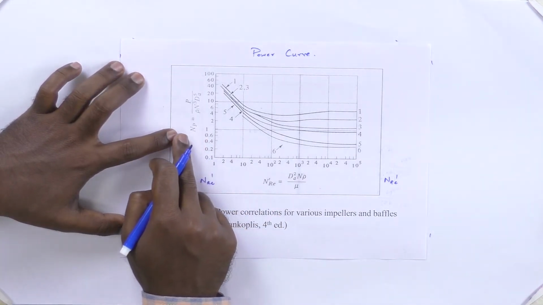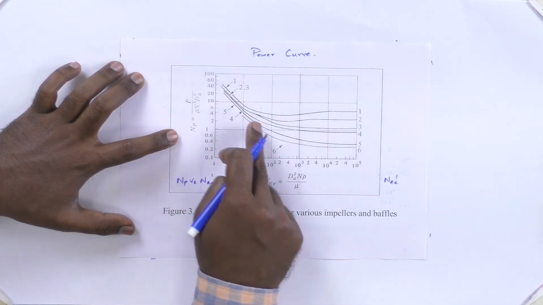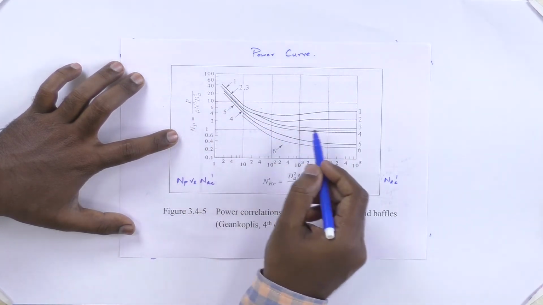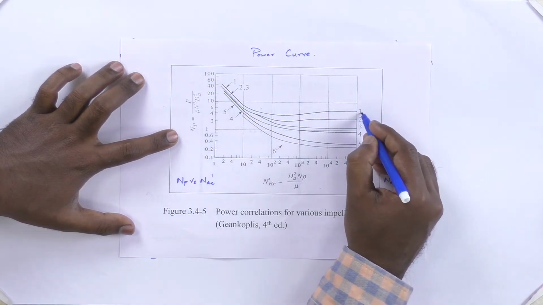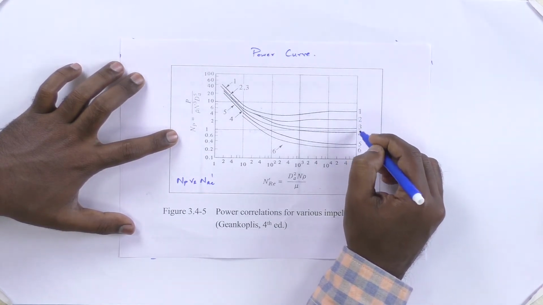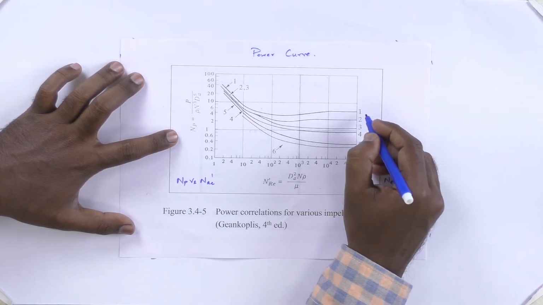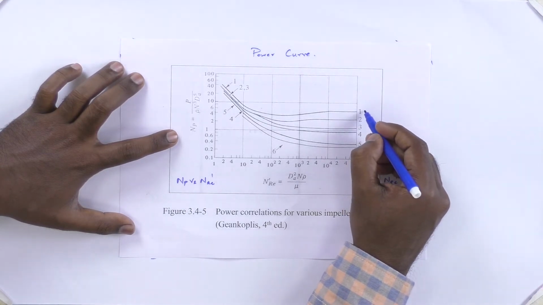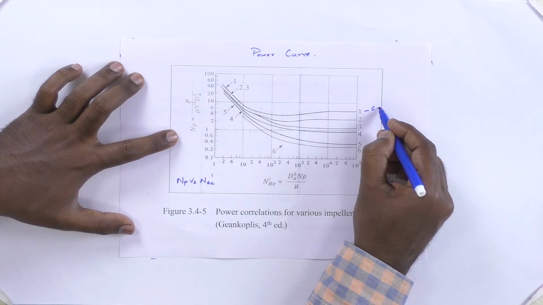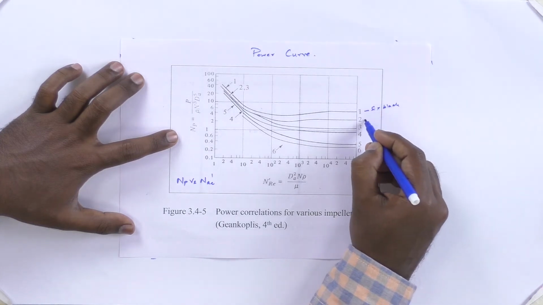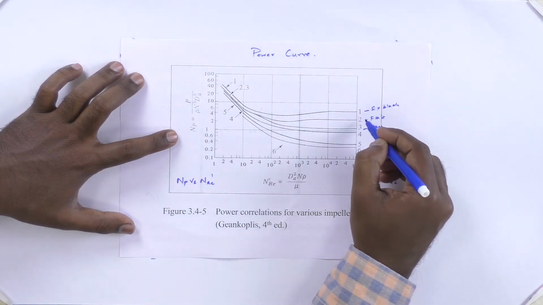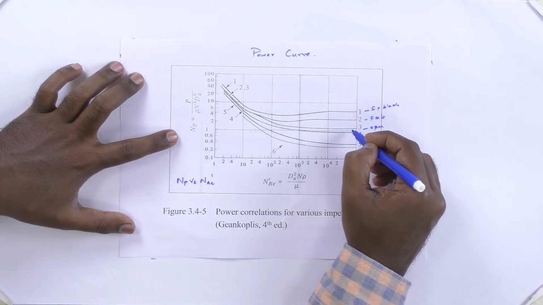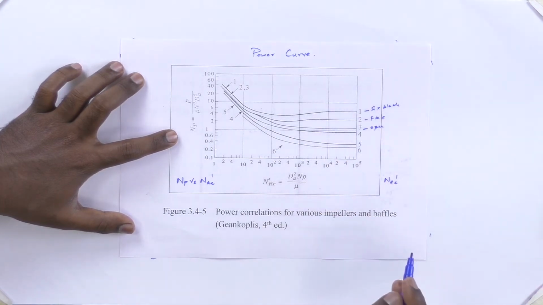And scientists have developed several curves. These are called power curves. These power curves are unique for each and every impeller type. 1, 2, 3, 4, 5, 6: six types are here, one for each impeller. So this is for the six blade impeller, this is for flat, this is for open type. Similarly, different types of impeller will have different curves in this power curve graph.